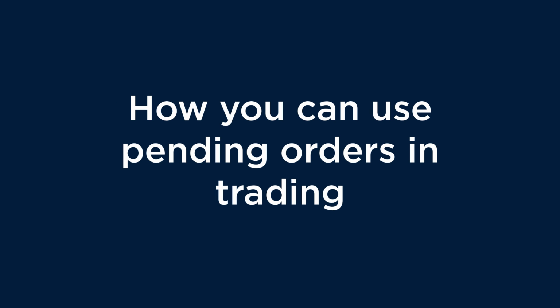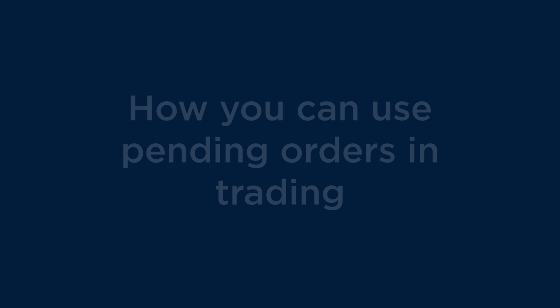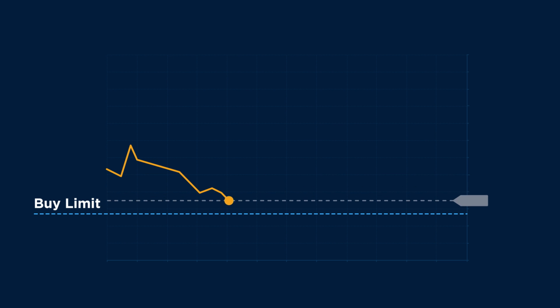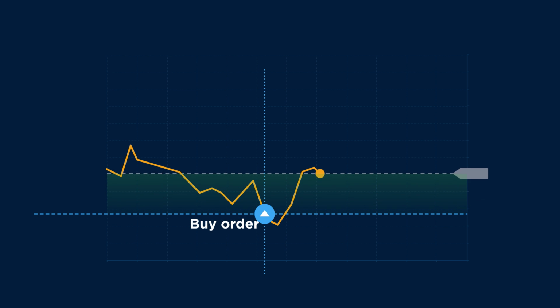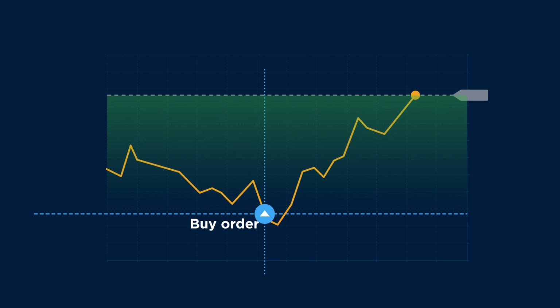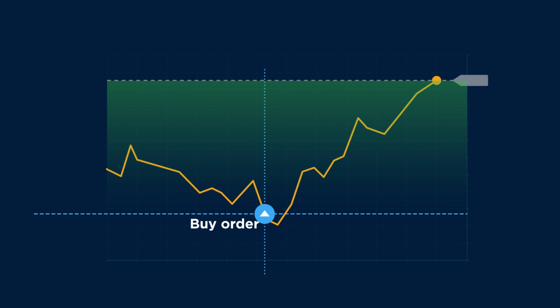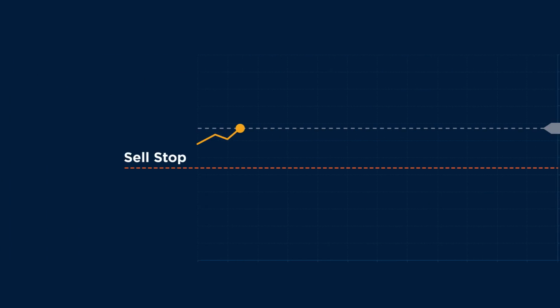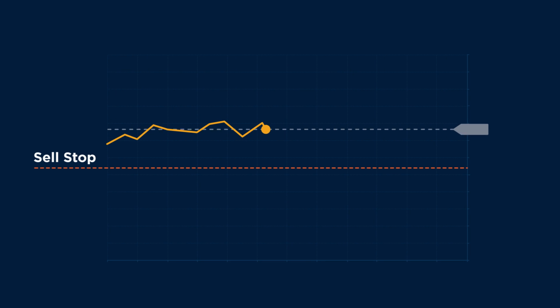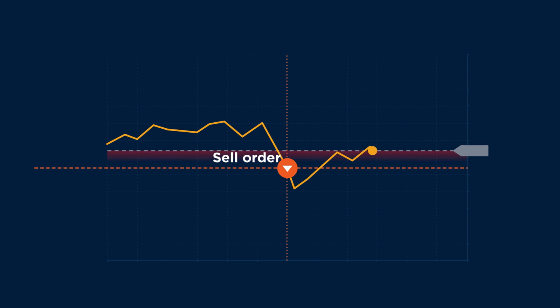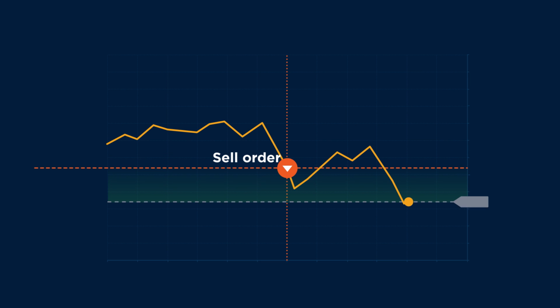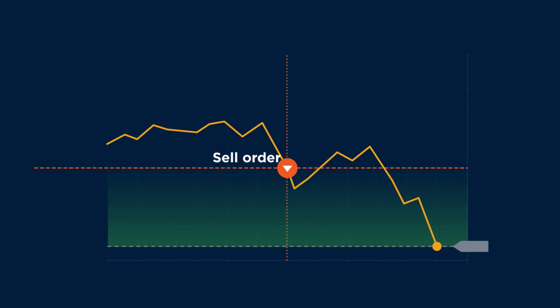How you can use pending orders in trading. A price tends to reverse its direction after hitting its limits. Limit order triggers at that point, allowing you to open an order at the most advantageous price automatically. Stop order. The stop order is applied when the price is about to surpass the specific level, at which point it is likely to start growing. Imagine that the stop in stop order prompts you to stop waiting. When it triggers, we stop waiting and open an order.